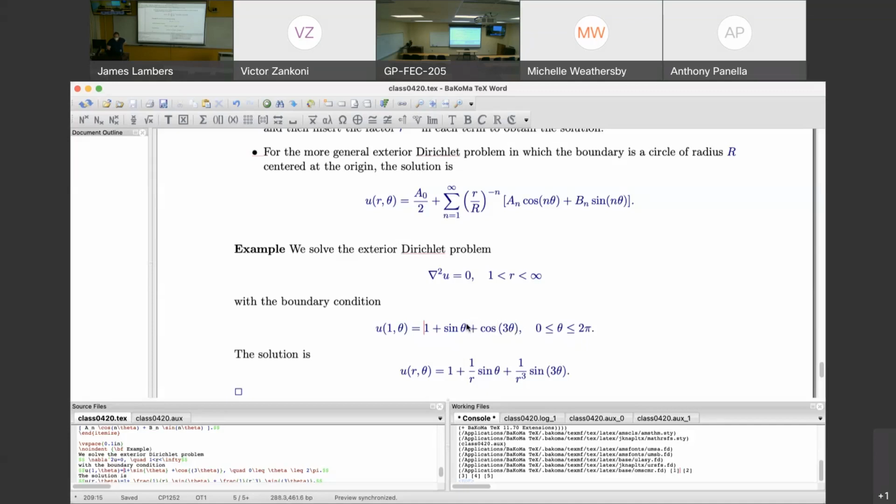So for each of these terms, we multiply them by r to the minus n for the appropriate value of n. So r to the 0, r to the minus 1, r to the minus 3. Done. So this works for the exterior Dirichlet problem, where you use exponents of minus n. And it works for the interior Dirichlet problem with exponents of n. So same approach, just the appropriate sign.